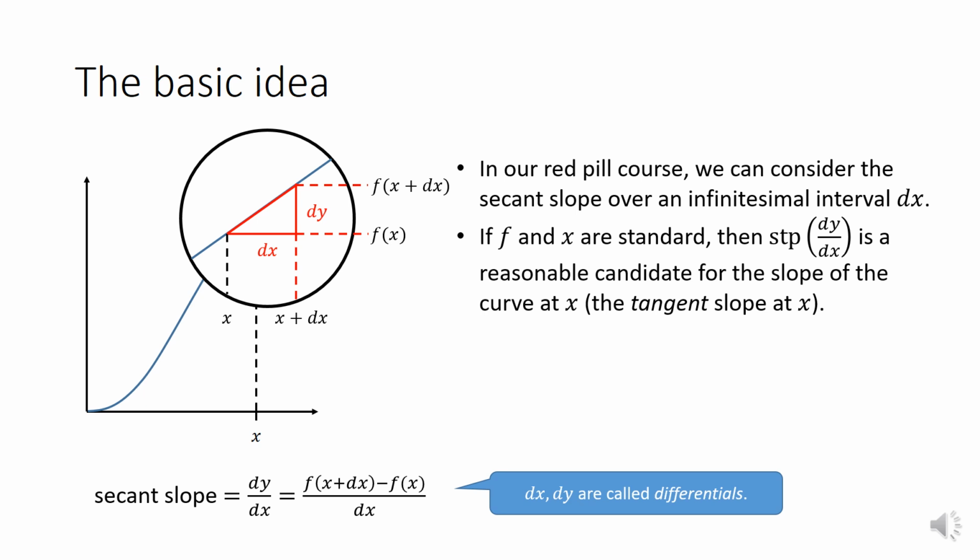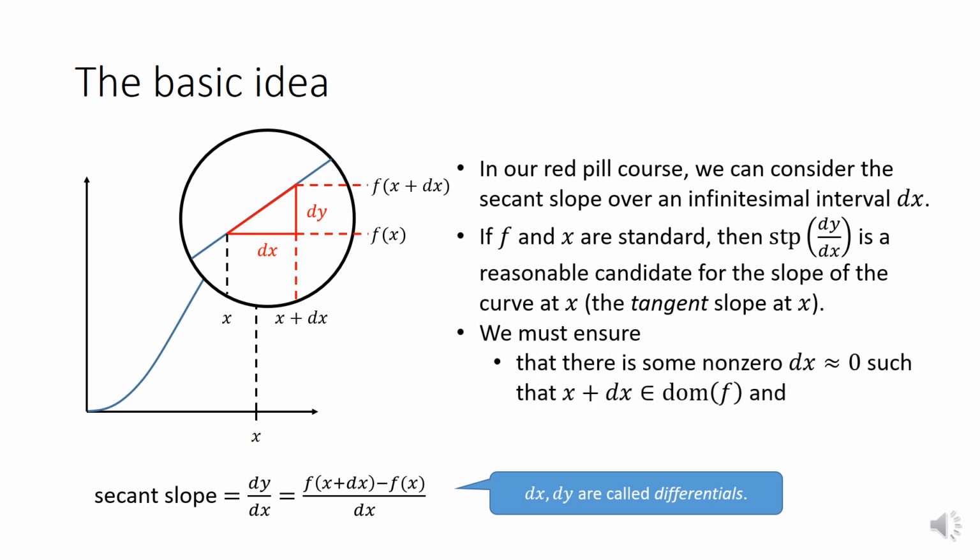If f and x are standard, then the standard part of dy over dx is a reasonable candidate for the slope of the curve at x, the tangent slope at x. If we want to pursue this idea further, we must ensure that there is some non-zero infinitesimal dx such that x plus dx is in the domain of f, and that the standard part of dy over dx is the same for all such dx.